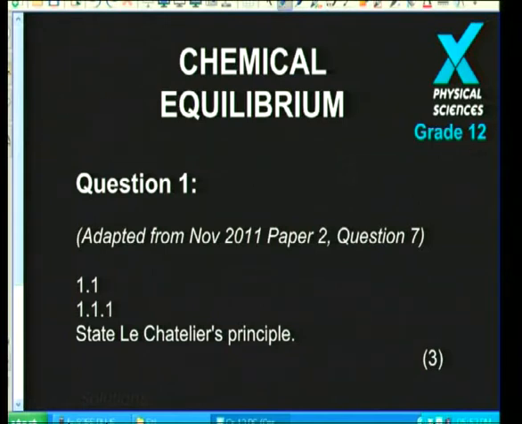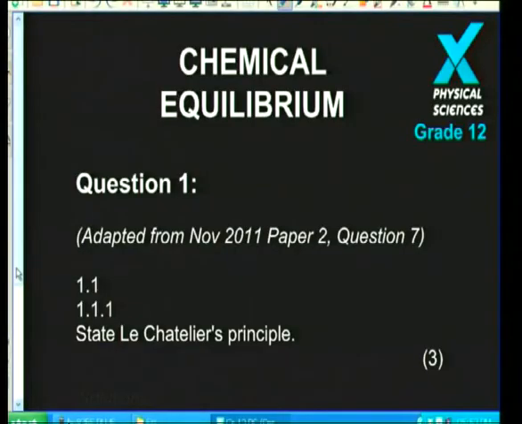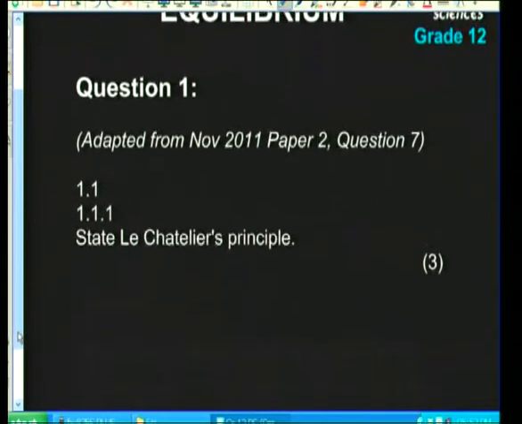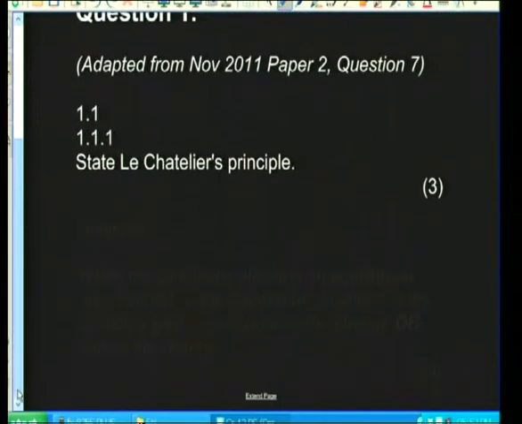This question says, state Le Chatelier's principle. So they're going to be looking at possible changes, and we need to be able to predict what would happen when we look at those changes, or factors that affect equilibrium. Le Chatelier's principle is a very important law or principle you need to learn, and I have it on the board here in a moment.